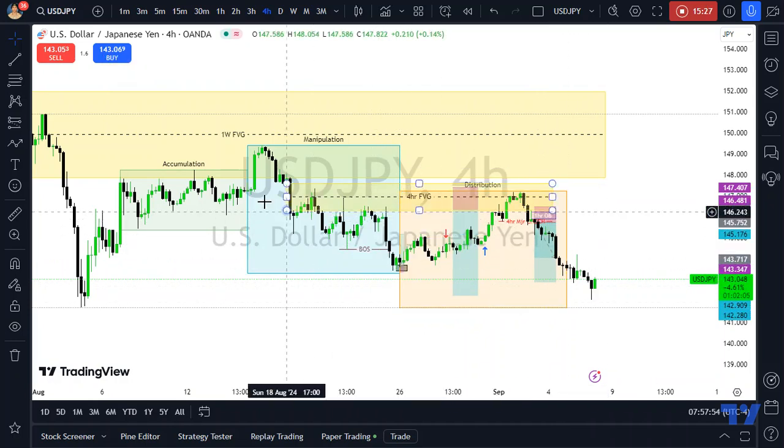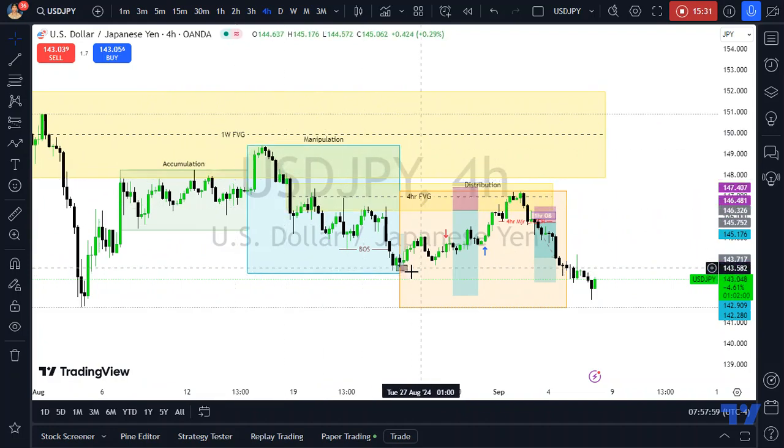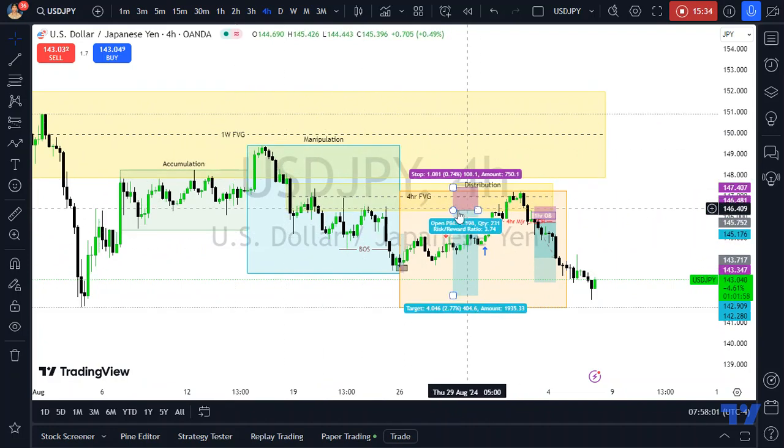So as you can see, we had accumulation, we had manipulation, price taking out both buy side and sell side, and then we had distribution, price moving back into this inefficiency.